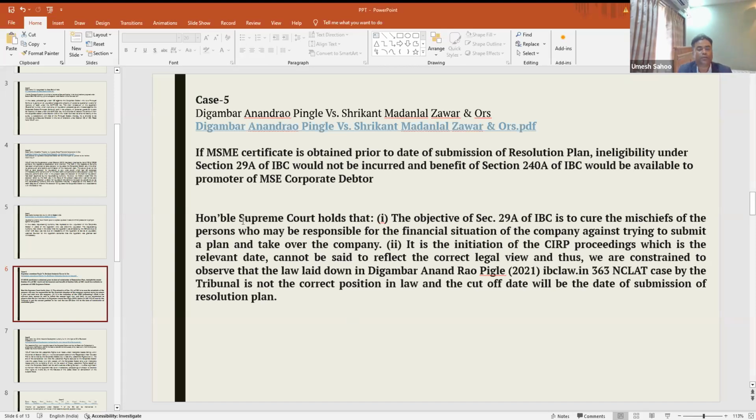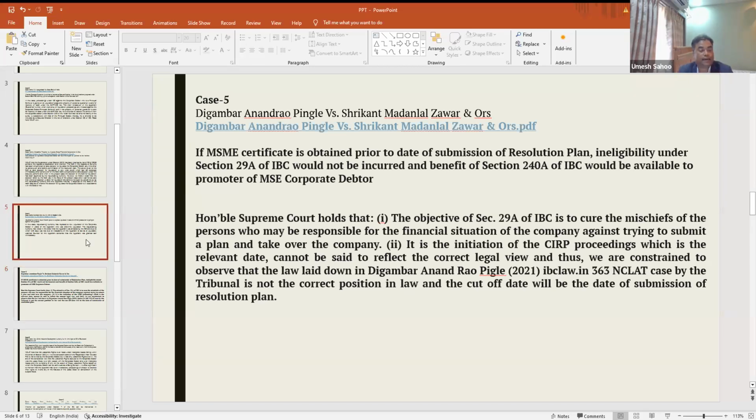The Honorable Supreme Court holds that the objective of Section 29A of the IBC is to cure the mischief of a person who may be responsible for the financial situation of the company trying to submit a plan and take over the company. The initiation of the CIRP proceeding being the relevant date cannot be said to reflect the correct legal view, and thus we are constrained to observe that the law laid down in Digambar Anand Rao by the NCLAT is not correct. So that is what we got.